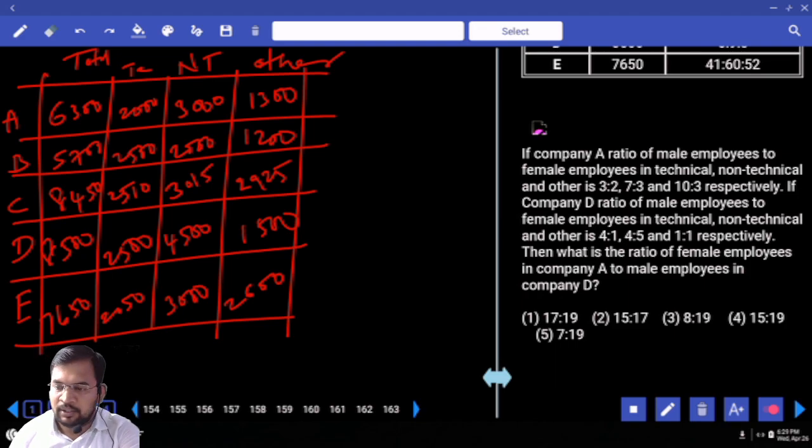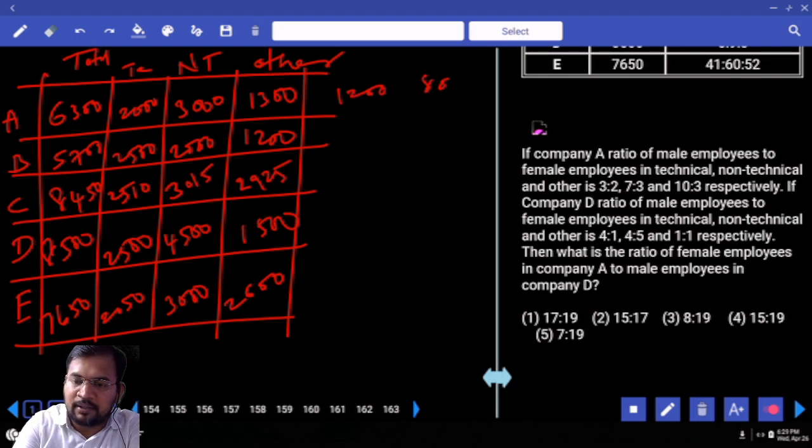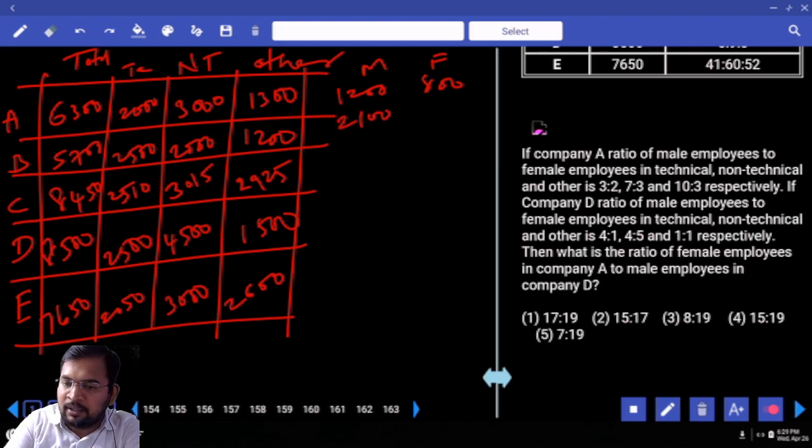Are you ready? In company A, ratio of male to female employees in technical, non-technical and other. Company A, technical ratio is how much, na? 3:2, na? Total 5 parts. 5 parts is nothing but 2000. Each part is 400. 3 parts is 1200. 2 parts is 800. These are males in the technical department. Yes or not? Next non-technical, 7:3, na? 10 parts. 10 parts is nothing but 3000. Each part is 300. 7 parts is 2100. 900. Next other, 10:3. 13 parts, 1300. Each part is 100.